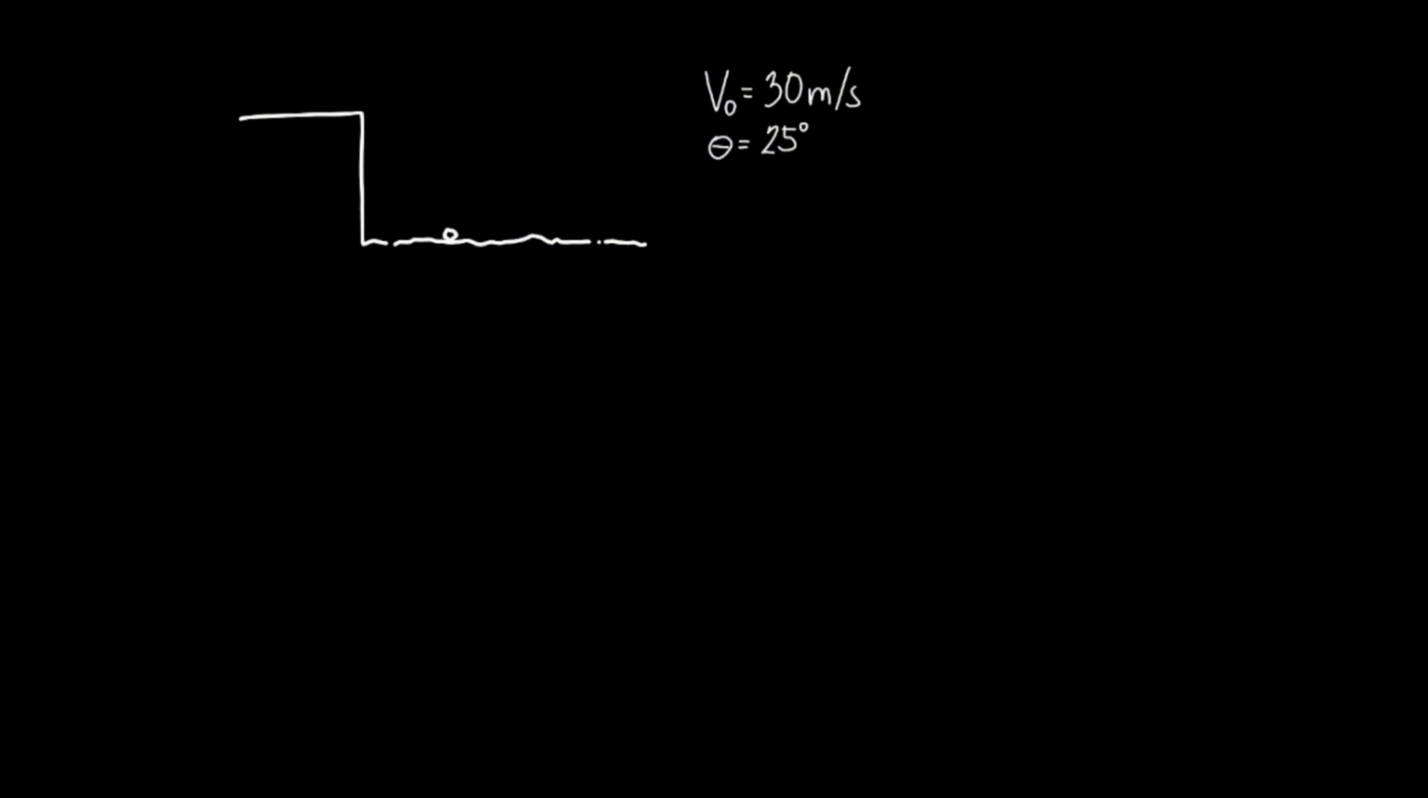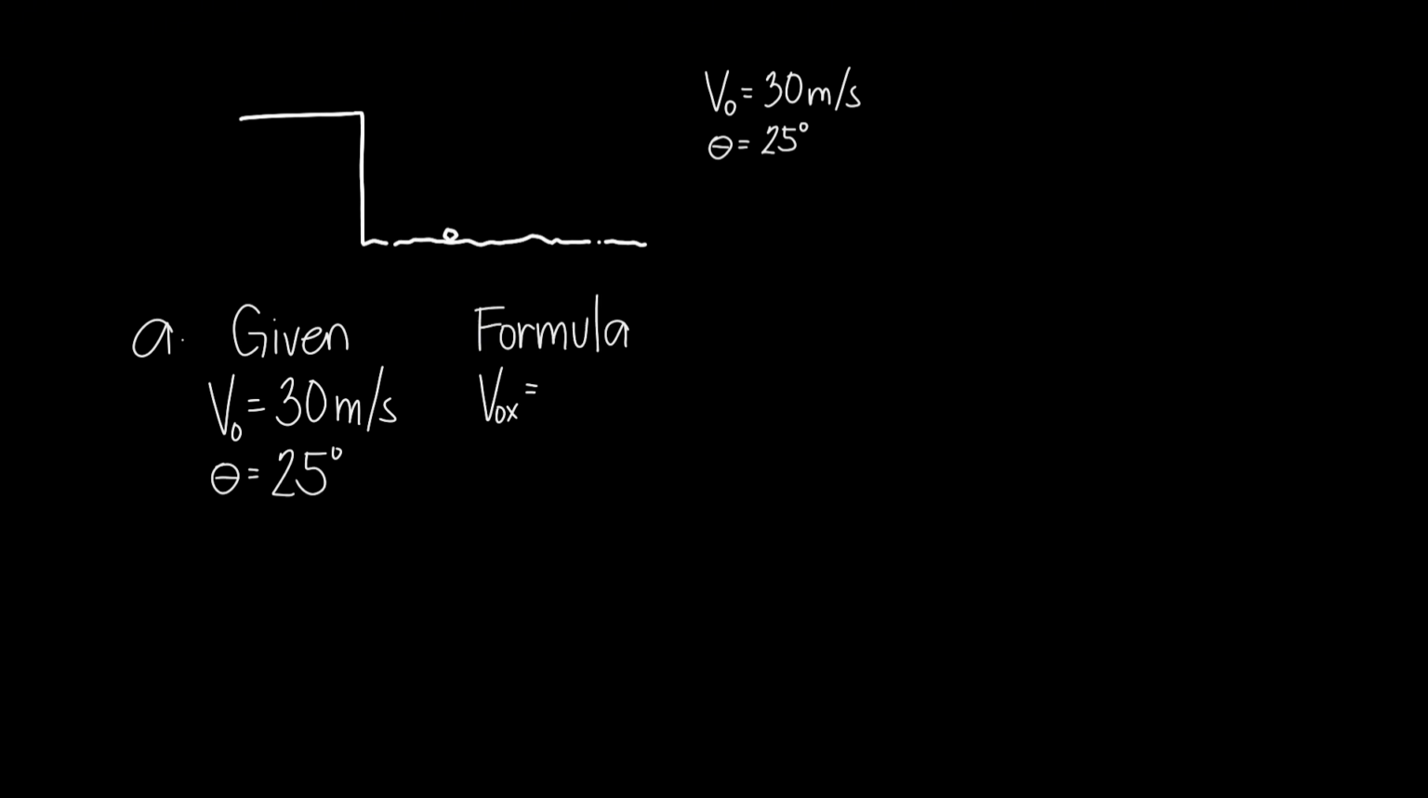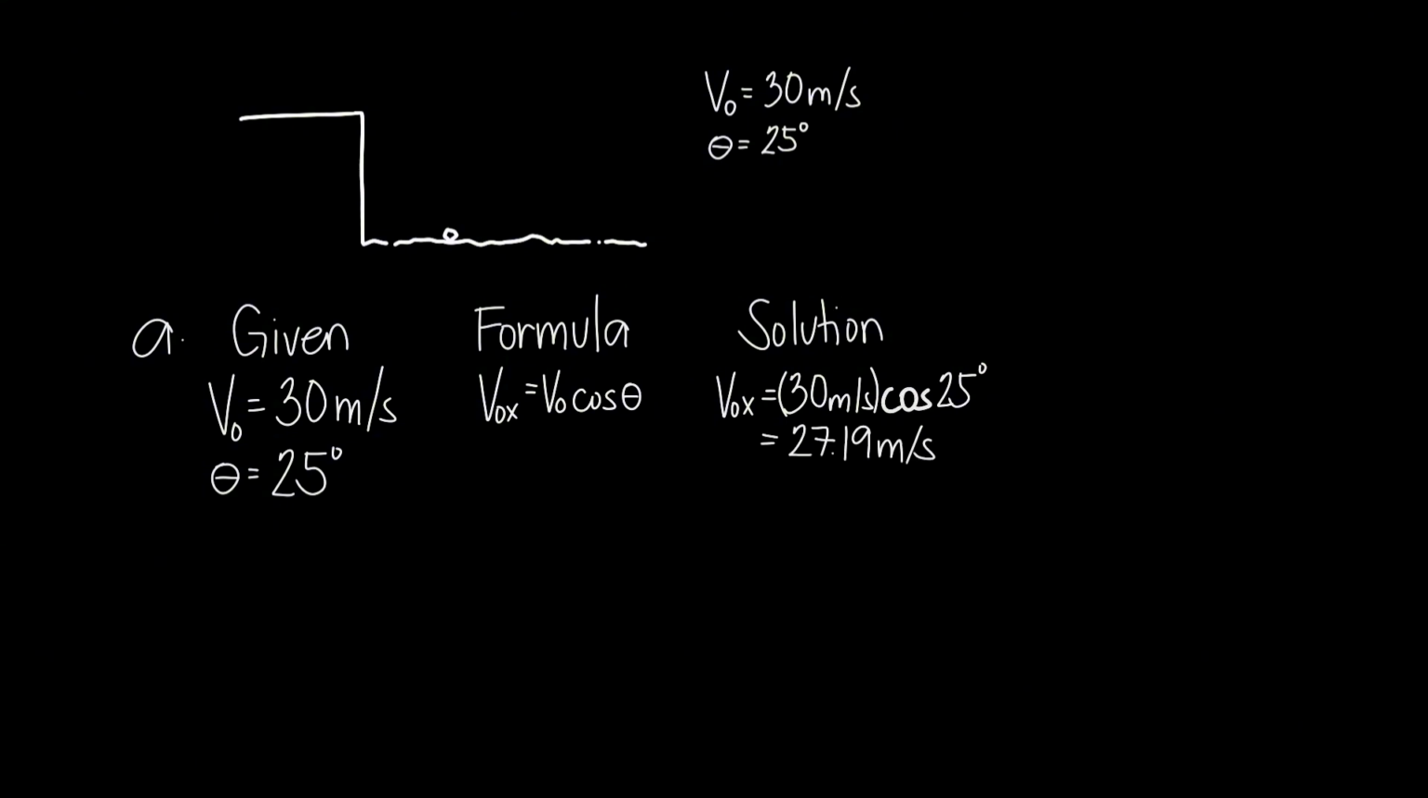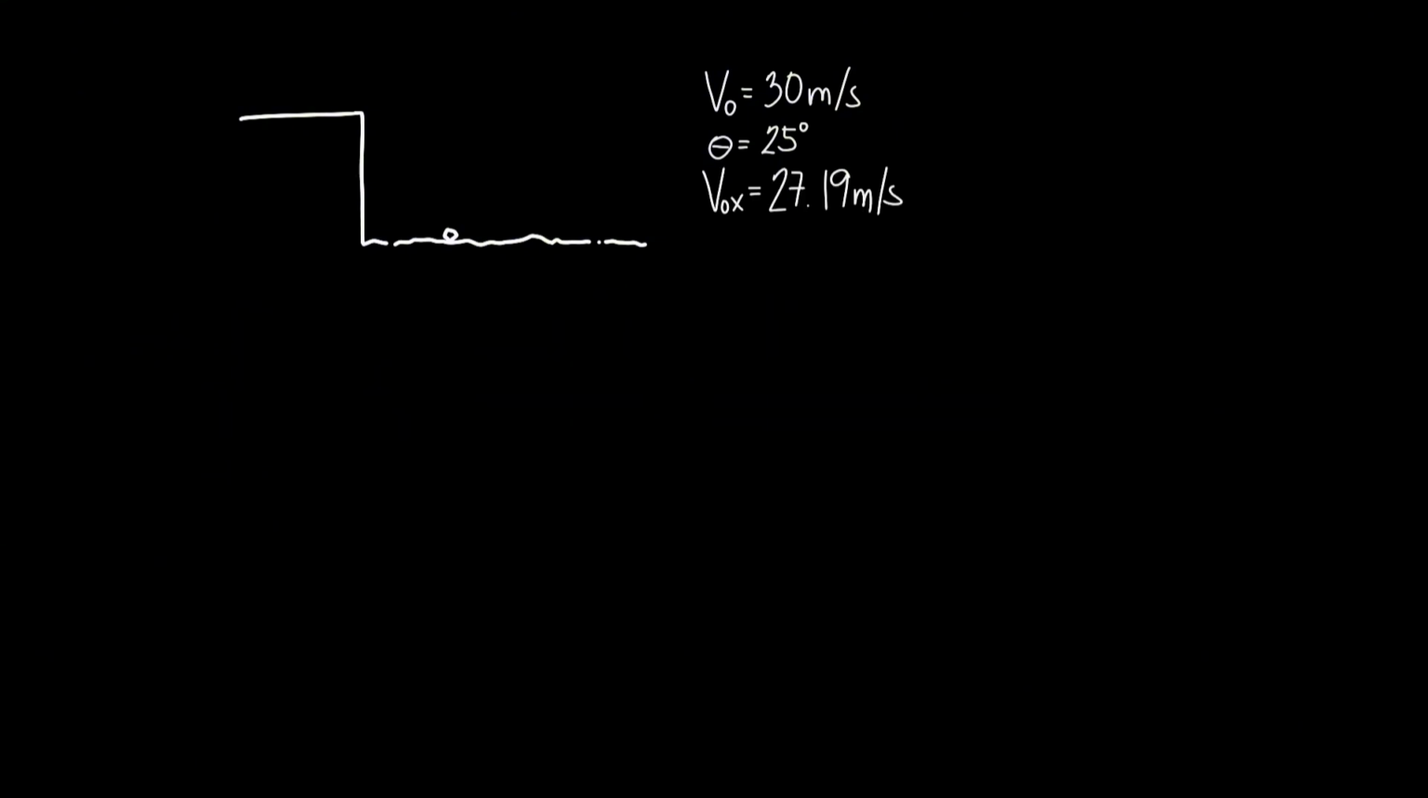Okay, let's answer letter A. The givens are initial velocity and the angle. The formula would be Vox is equal to Vo cosine theta. And the solution would be like this. The horizontal initial velocity is equal to 30 meters per second multiplied by cosine 25. You will end up having 27.19. Now we have the answer for letter A.